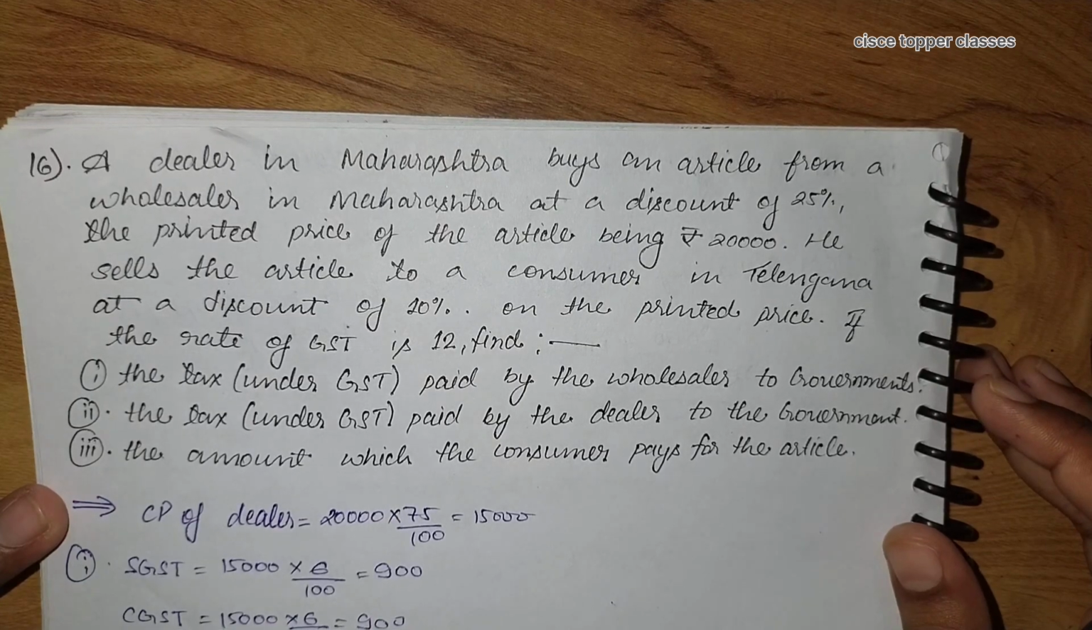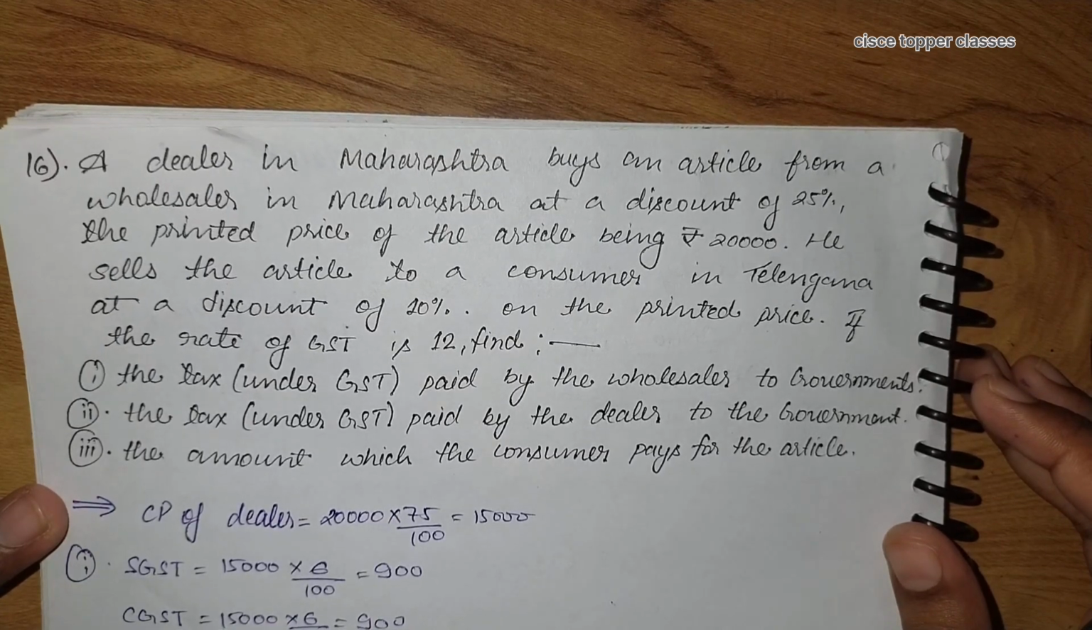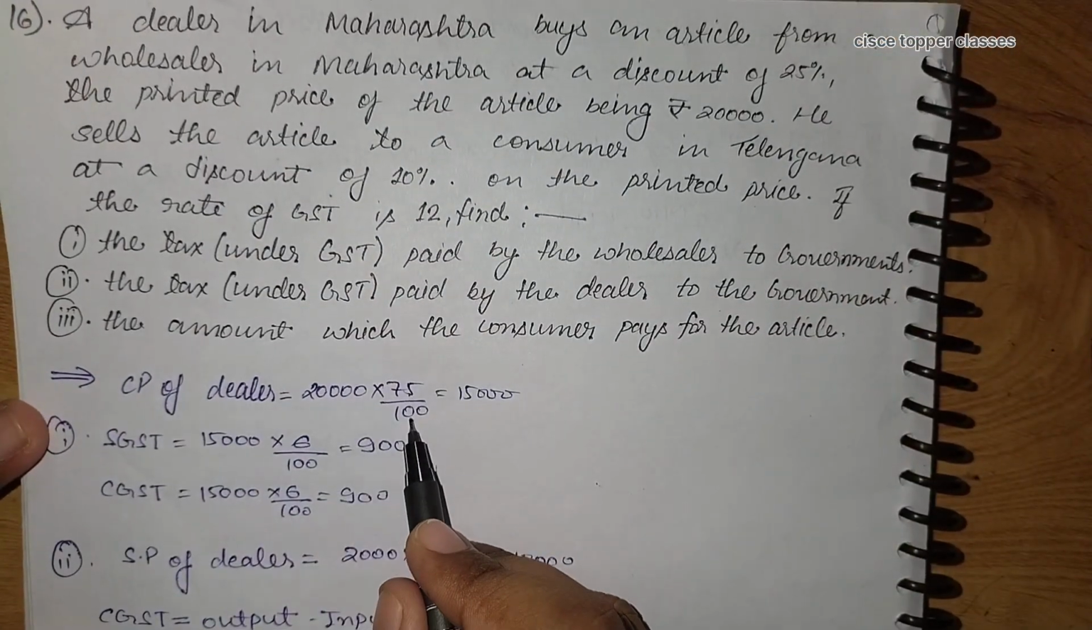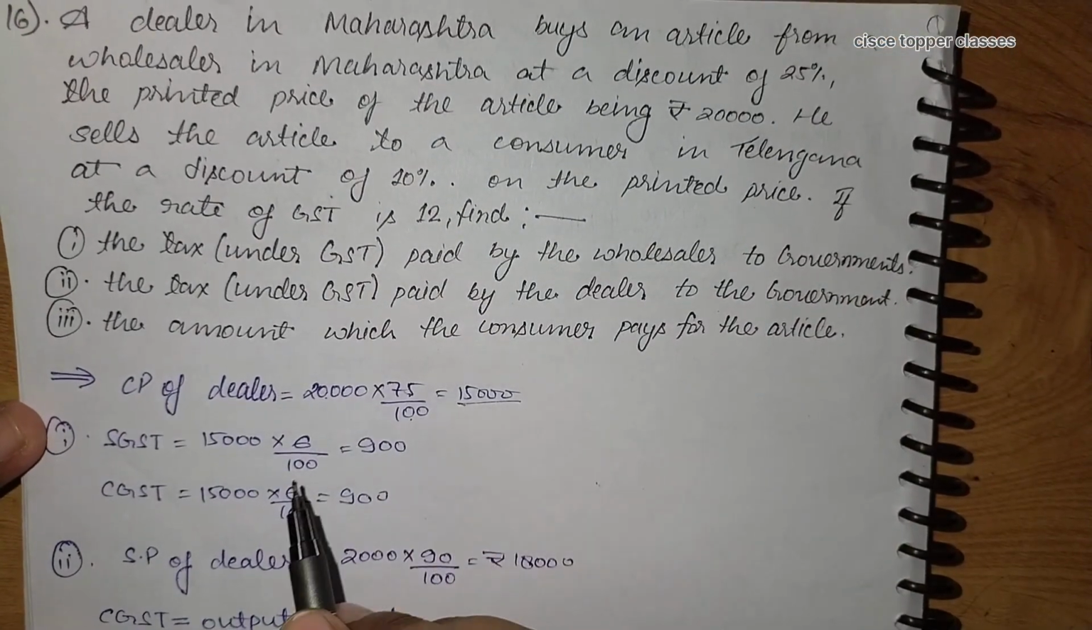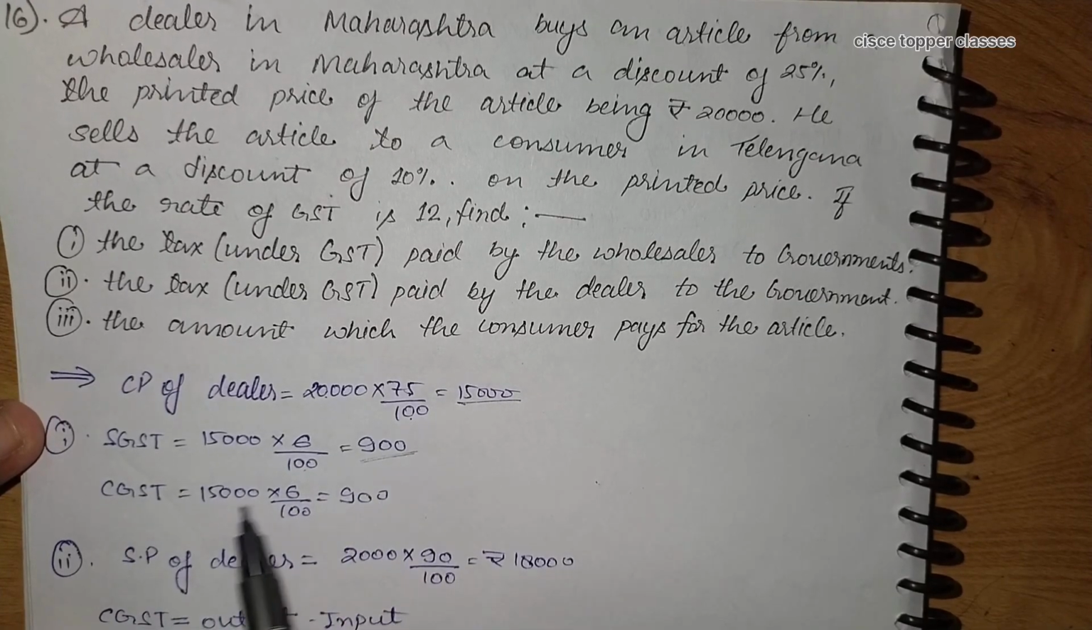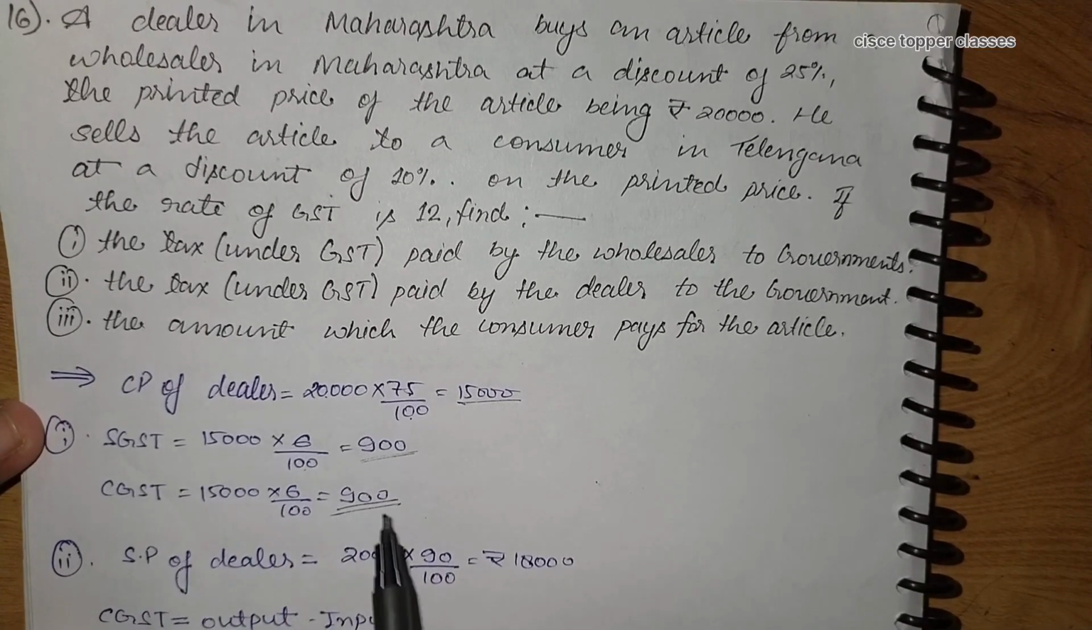If the rate of GST is 12%, find the tax under GST paid by the wholesaler to the government. We know here the cost price of the dealer will be 75% of the total value, means 15,000, and SGST will be 15,000 into 6 by 100, means 900. CGST again will be like this only.